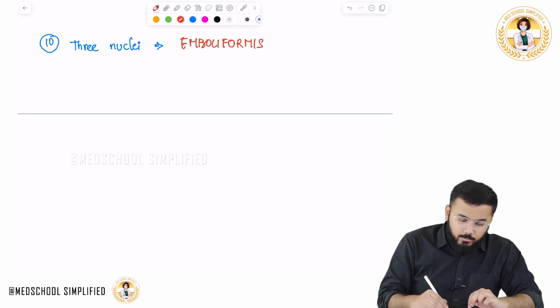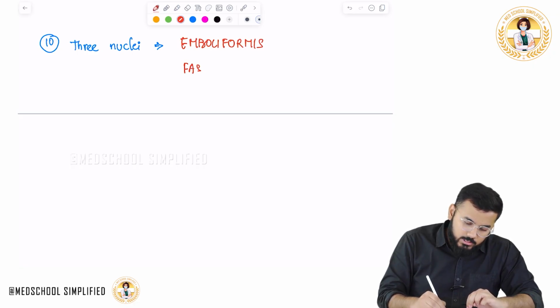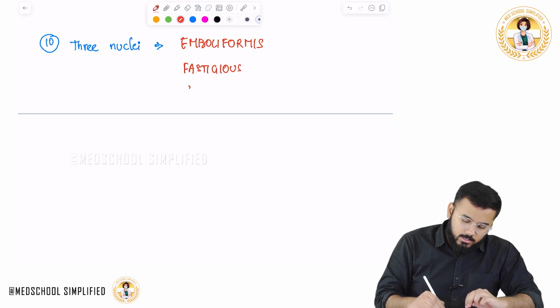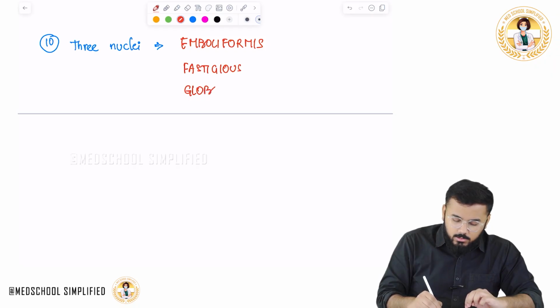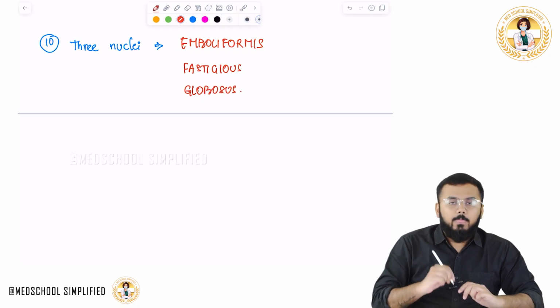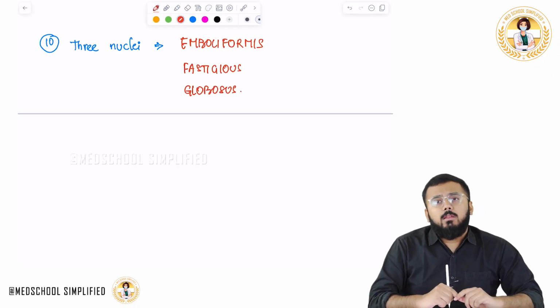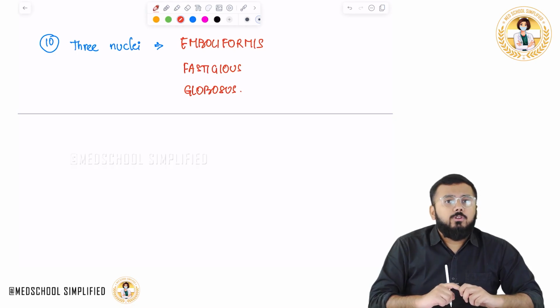Emboliformes. And the second important nucleus is nucleus fastigius. Nucleus fastigius, and the third important one is nucleus globosus. Okay. Now within the cerebellum, what are the different kinds of nerve fibers?